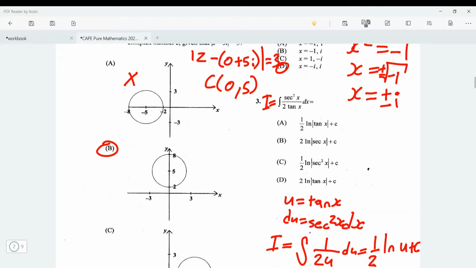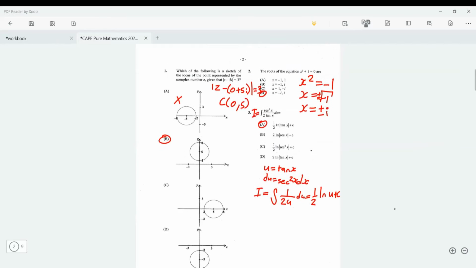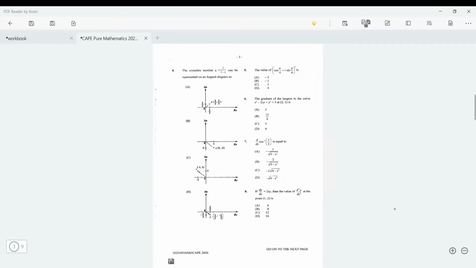But then what was u? u was tan x. So it's ln tan x. So that's option A. Nice. Nice and easy, having lots of fun. Nice. So that's number 3.